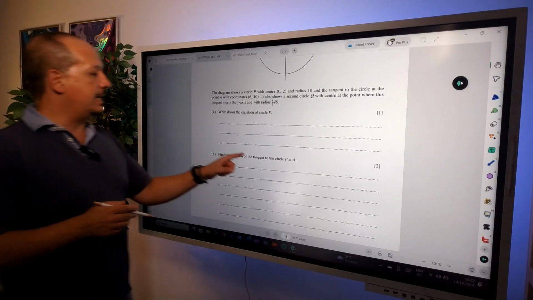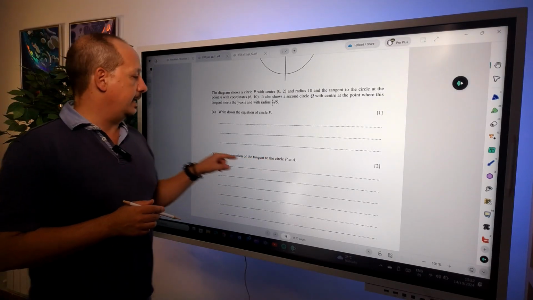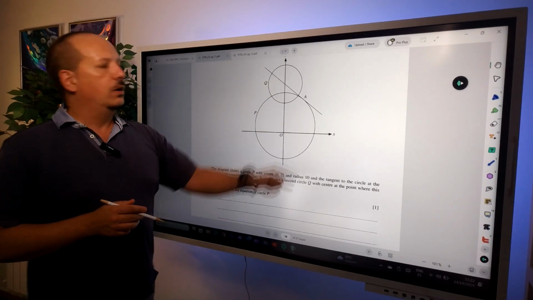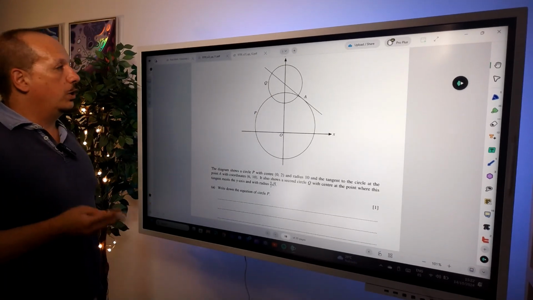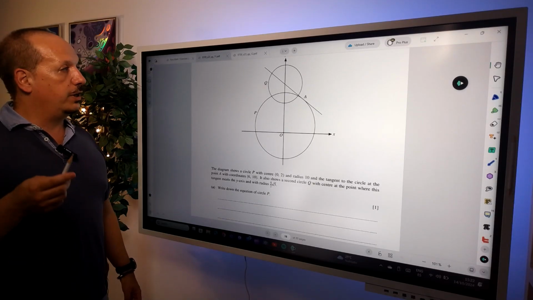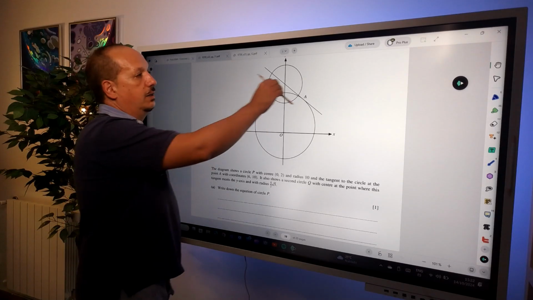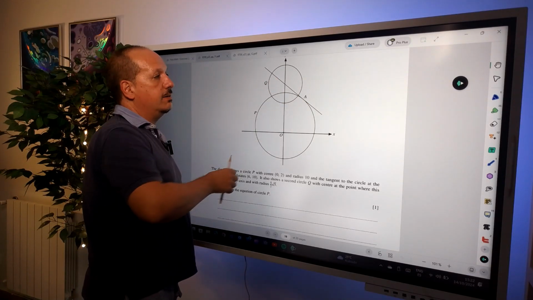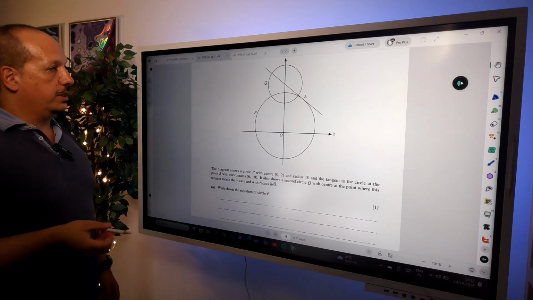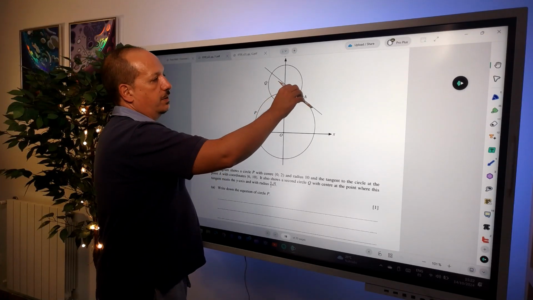Find the equation of the tangent to the circle P at A. This is a straight line. What do you need to know the equation of a straight line? You need the straight line's gradient and the y-intercept. Let's start with the gradient. How will you get the gradient of this line?